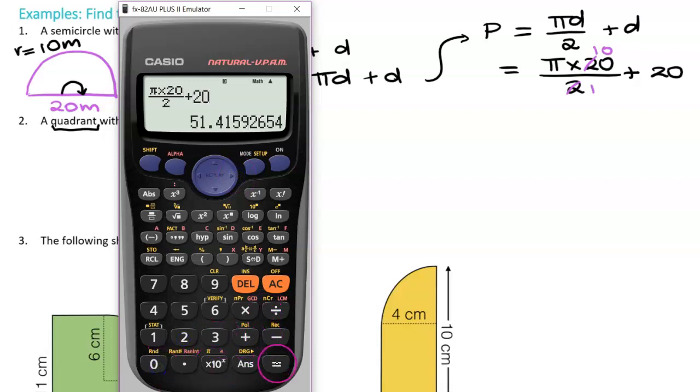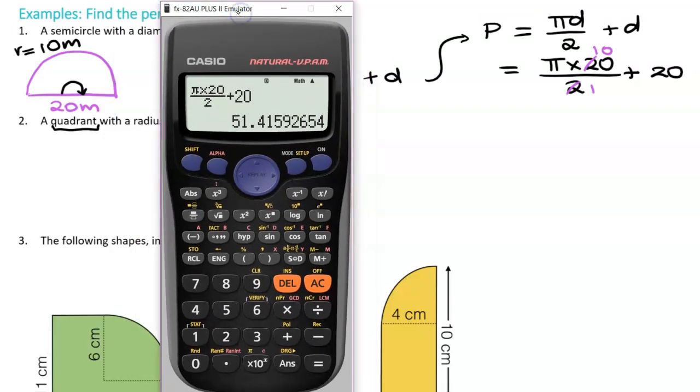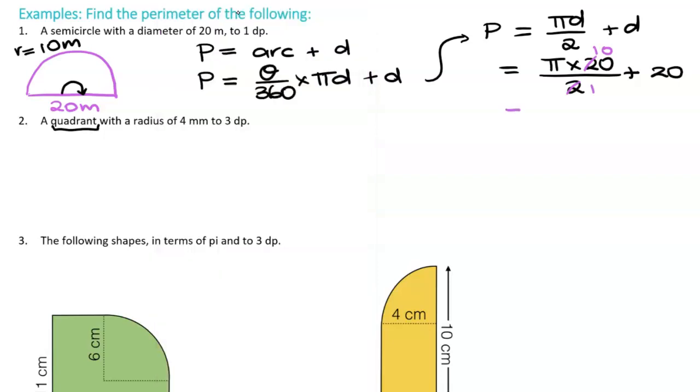And we're going to round that to 1 decimal place. So that will be 51.4 meters. Now we've got a quadrant.